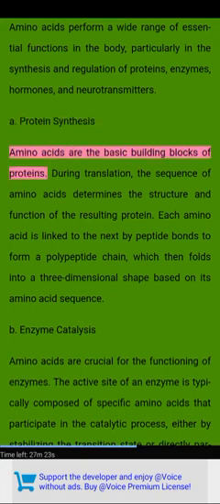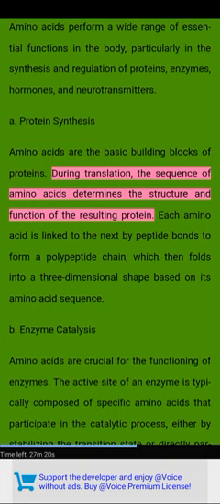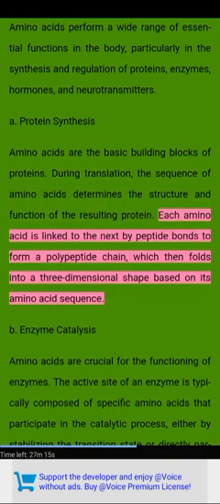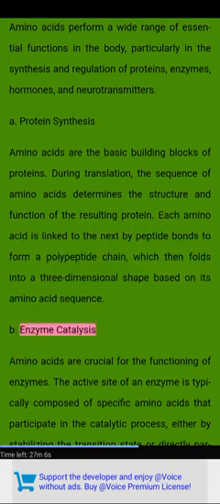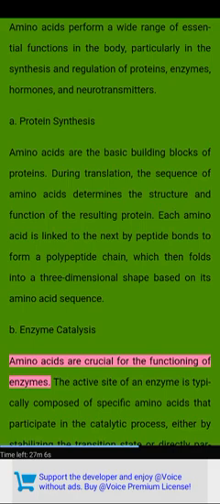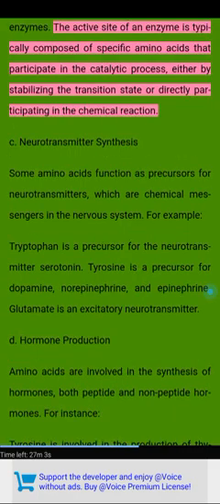A. Protein synthesis. Amino acids are the basic building blocks of proteins. During translation, the sequence of amino acids determines the structure and function of the resulting protein. Each amino acid is linked to the next by peptide bonds to form a polypeptide chain, which then folds into a three-dimensional shape based on its amino acid sequence. B. Enzyme catalysis. Amino acids are crucial for the functioning of enzymes. The active site of an enzyme is typically composed of specific amino acids that participate in the catalytic process, either by stabilizing the transition state or directly participating in the chemical reaction.